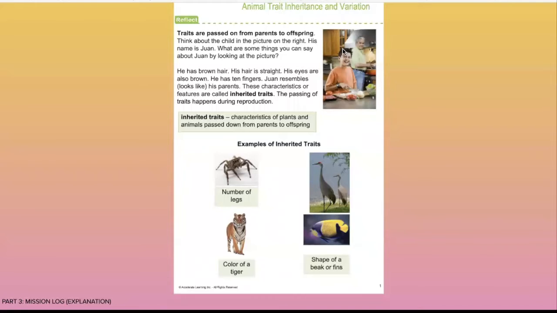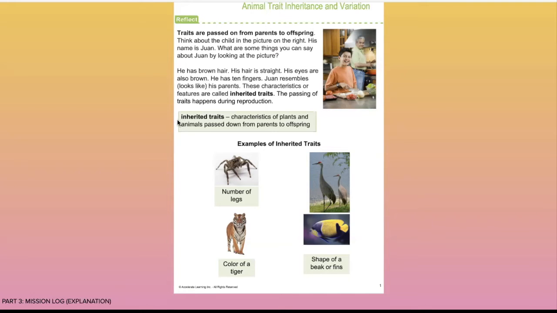He has brown hair. His hair is straight. His eyes are also brown. He has 10 fingers. Juan resembles, resemble means looks like, Juan resembles his parents. These characteristics or features are called inherited traits. The passing of traits happens during reproduction.